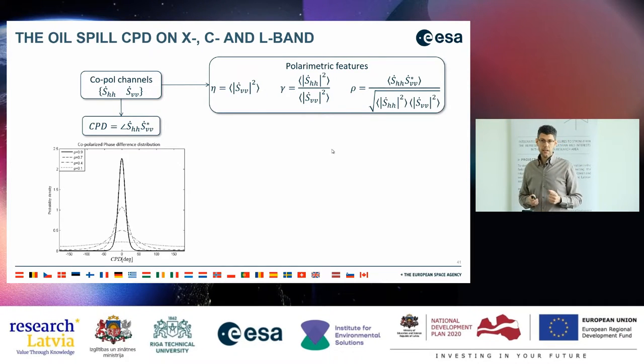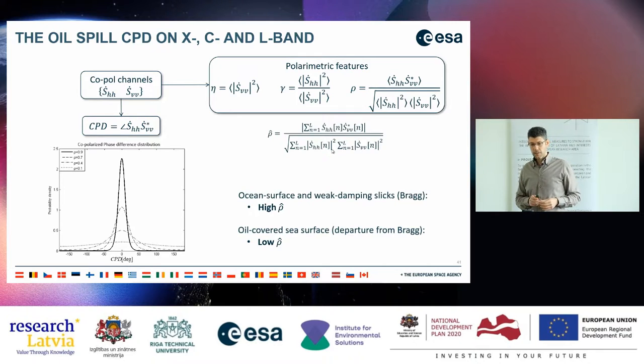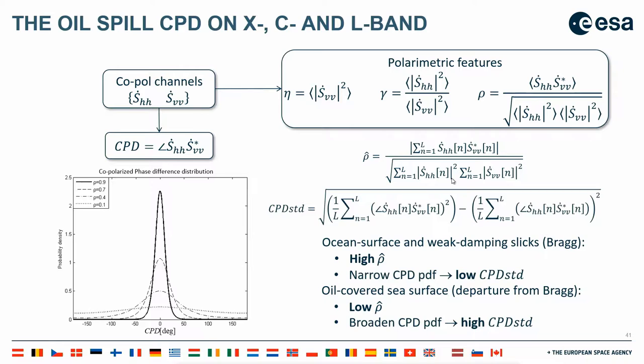And this is what has been used for oil spill and lookalike discrimination. As I said, the ocean surface and weak damping slicks, like the biogenic slicks, call for high correlation or low standard deviation. And oil-covered sea surface will have either low correlation or very high standard deviation. Remember that if we have Bragg, we have high correlation, and then very low standard deviation, the spread from the mean. You know what standard deviation is, right? Okay. If you have low correlation between the channels, then you have a broadening of the distribution. And this is the case.